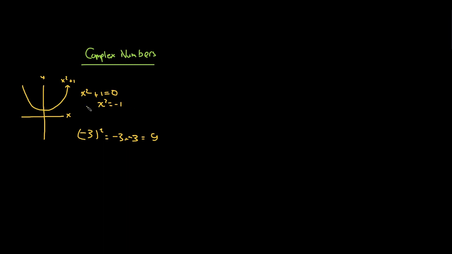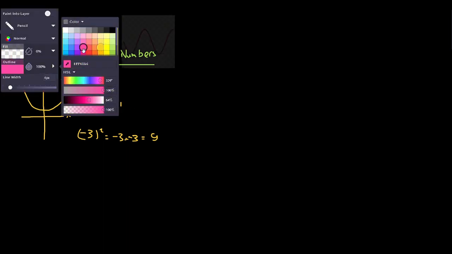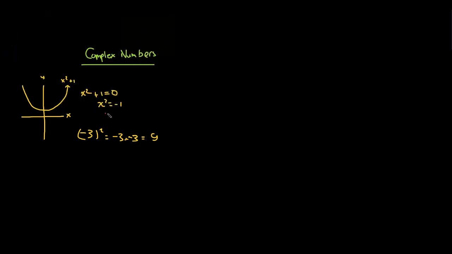So to get around this problem, mathematicians invented a new number, if you will. It's called i, for imaginary, and it has the property that if you square it you get -1. You don't need to worry about the specifics of how that works. It's just an assumption, right? So this is the definition of i. If you square it you get -1.